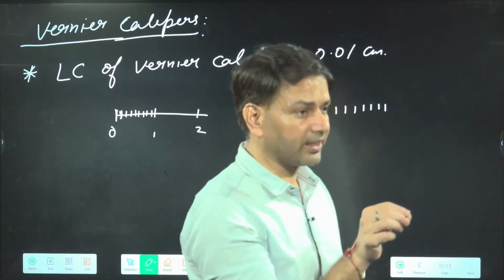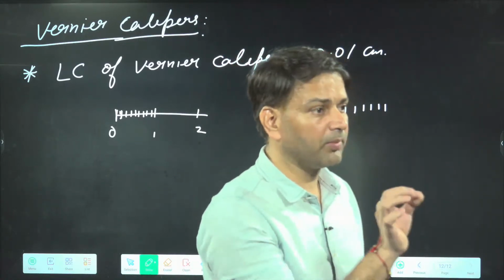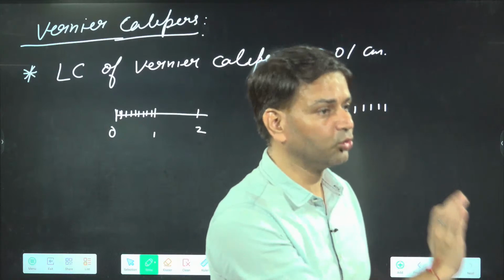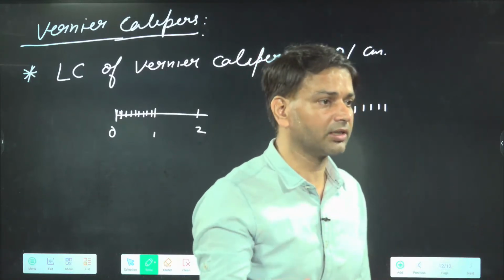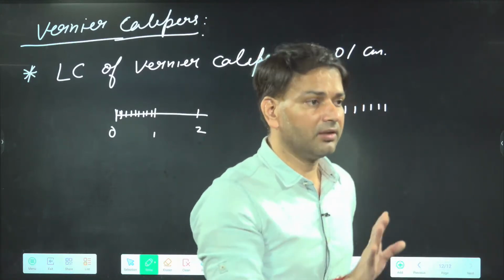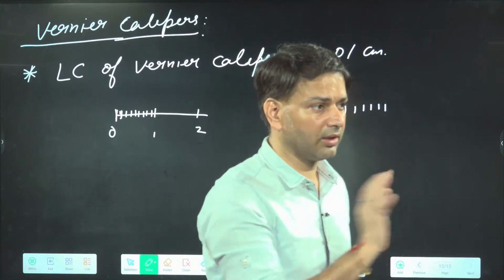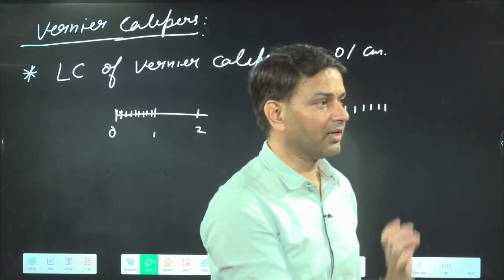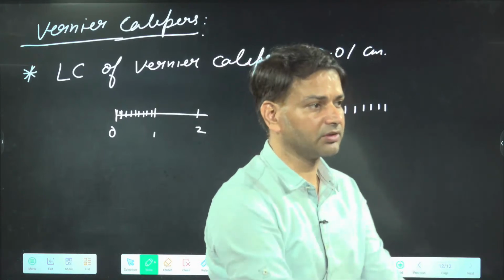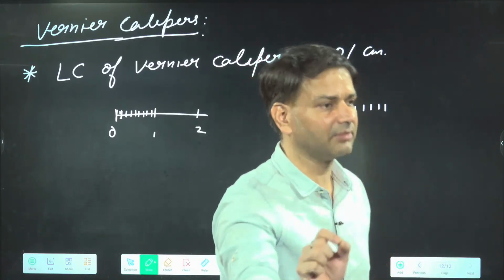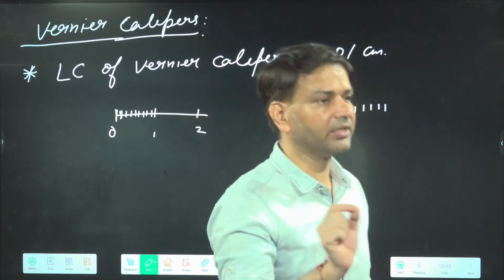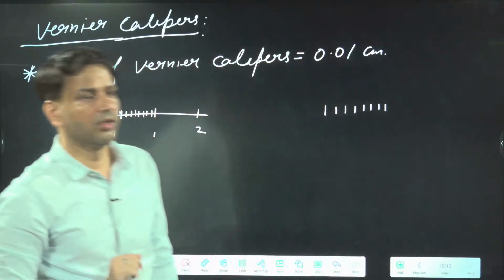Whichever value you are mugging up, you should mug it up with the proper unit also. Because in the exam, suppose you get confused between millimeter and centimeter, then you will do it wrong. Like suppose I'm mugging up the Vernier calipers least count: 0.01 centimeter or 0.1 millimeter. That you have to remember.